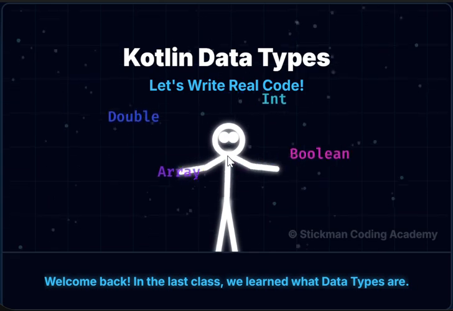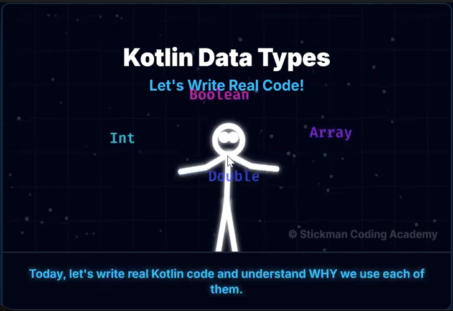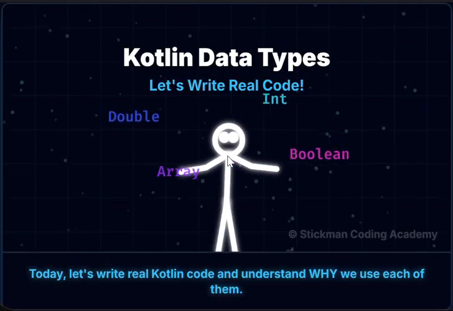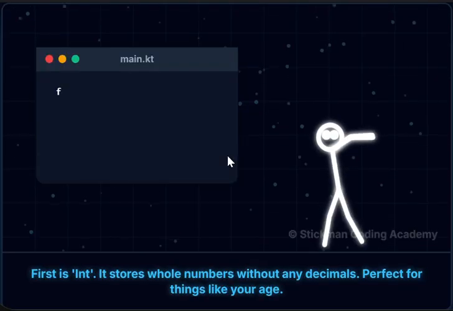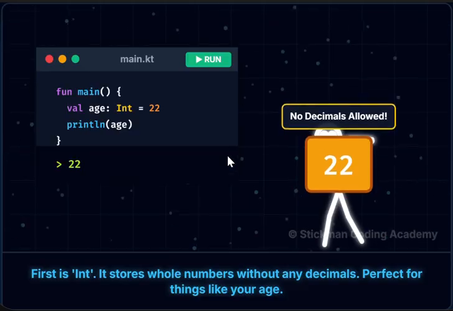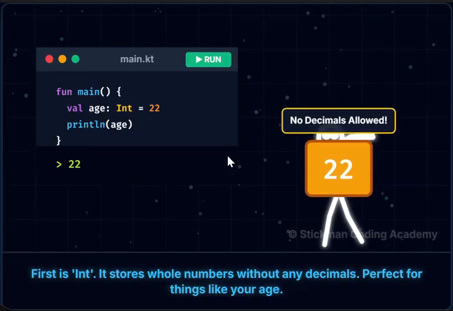In the last class, we learned what data types are. Today, let's write real Kotlin code and understand exactly why we use each of them. First is int. It stores whole numbers without any decimals, perfect for things like counting your age.